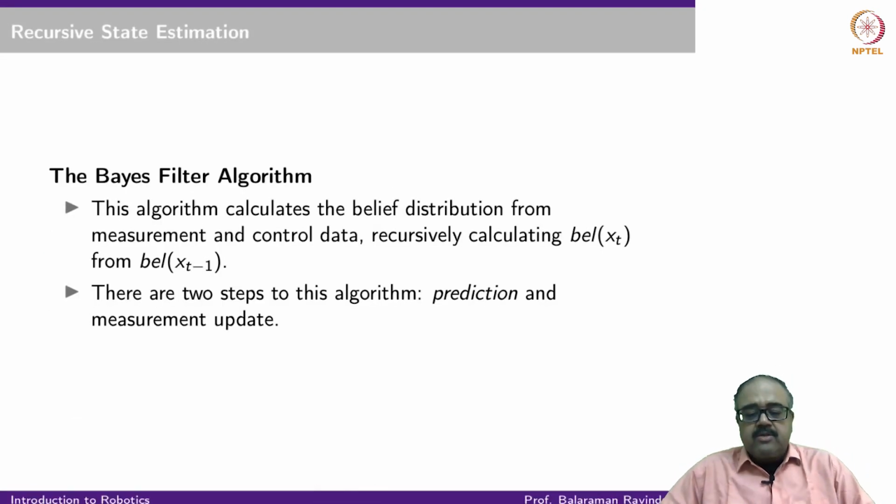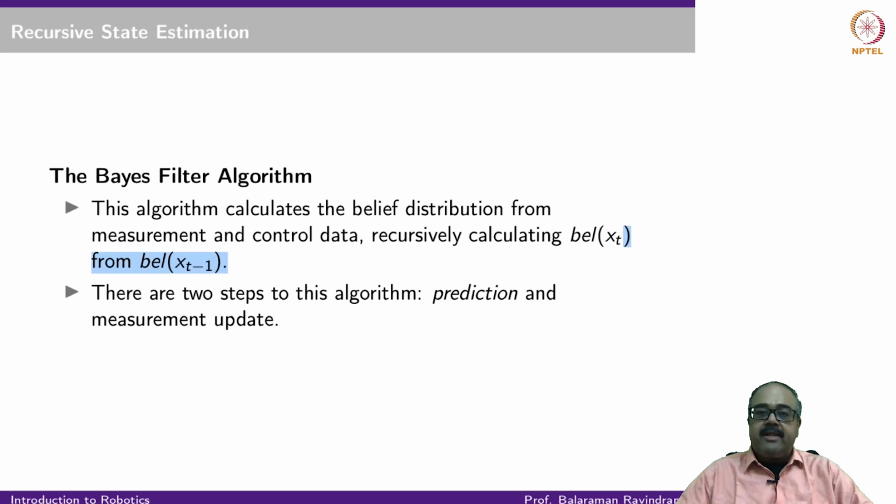We'll now look at the Bayes filter algorithm. The idea behind the Bayes filter algorithm is to recursively update your belief. So the idea here is that I'm going to compute the belief of xt, that is, the belief at time t. What is my distribution over the value that the state can take at time t?